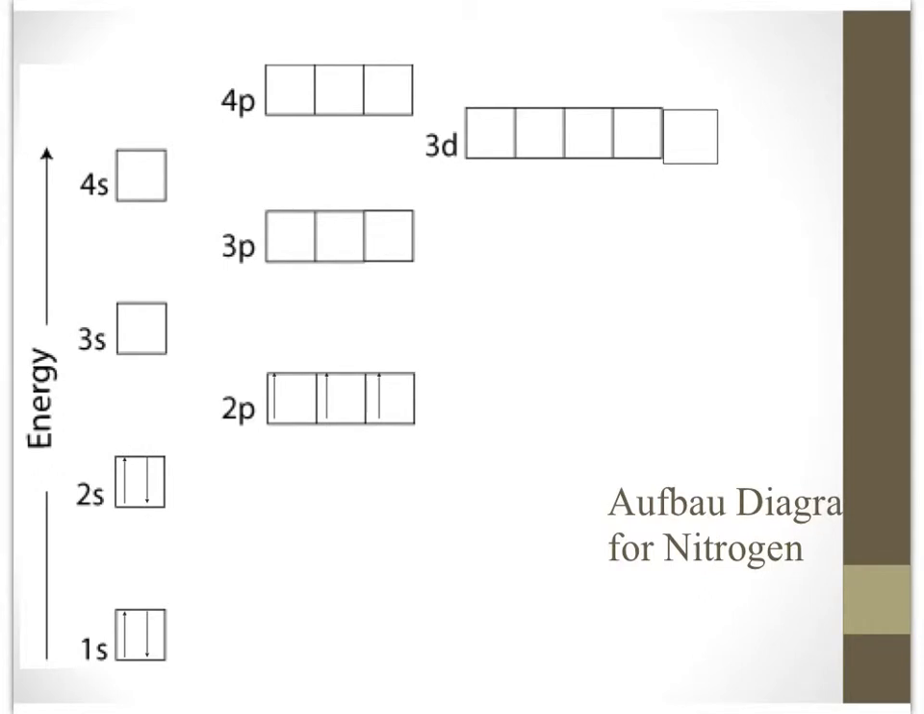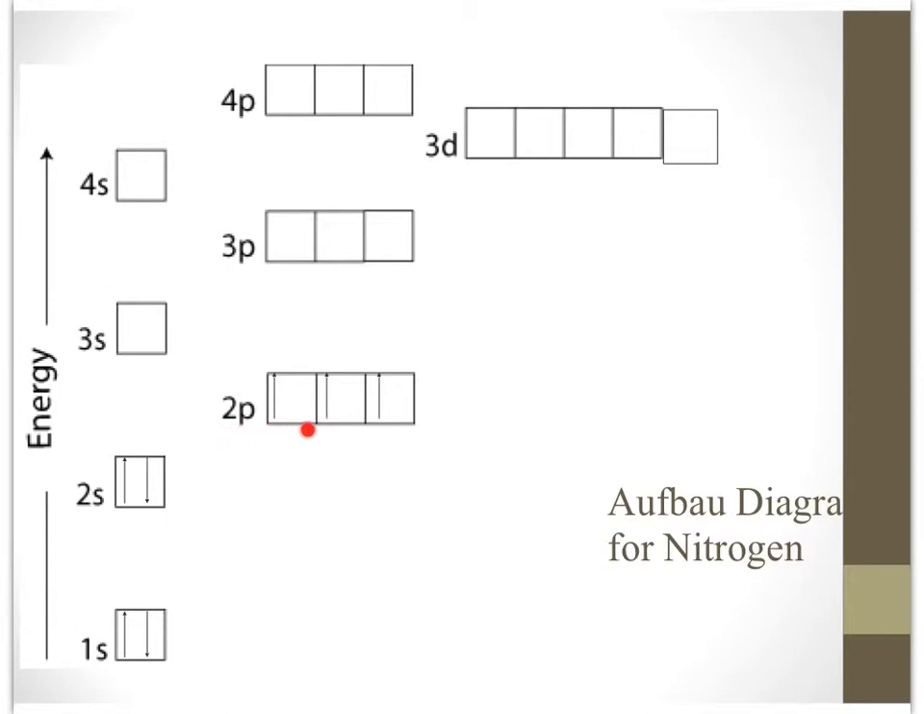Skipping a little bit to nitrogen, so this is number 7. We have the same 2 electrons from hydrogen. Everybody always starts the same way. The only difference is as you get to the valence electrons effectively. So 2 in the 1s, 2 in the 2s, that gives us 4. Nitrogen has 7 total, so we need 3 more.